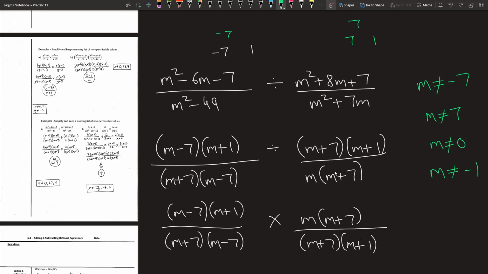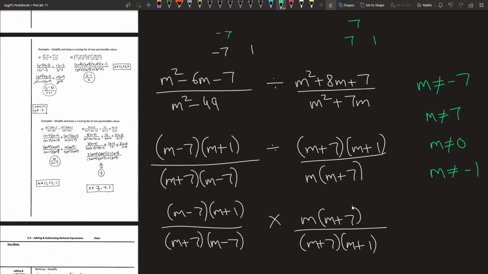You need to write your non-permissible before the flip and after the flip, okay? You need to cover both of those. That's the tricky part. People often forget that. Okay, so I've written all the non-permissibles, and now we're ready to cancel.